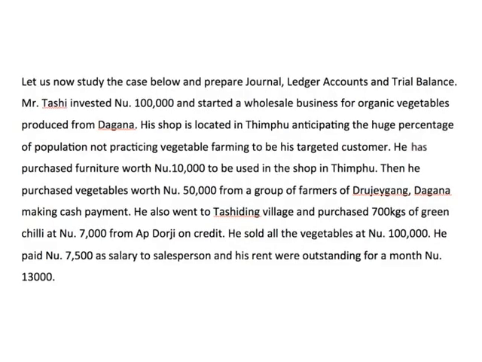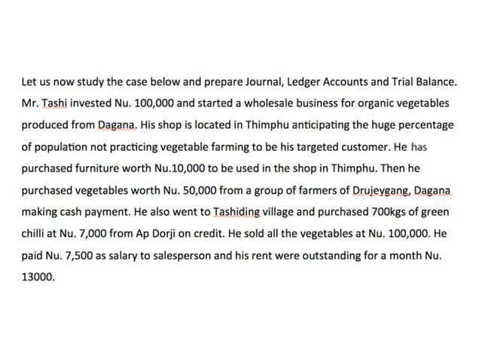Now let us study the case below and prepare journal entry, ledger accounts and trial balance all at once. Mr. Tashi invested 100,000 and started a wholesale business for organic vegetables produced from Dagana. His shop is located in Thimphu, anticipating the huge percentage of population not practicing vegetable farming to be his targeted customer. However, he had purchased furniture worth 10,000 to be used in the shop in Thimphu.